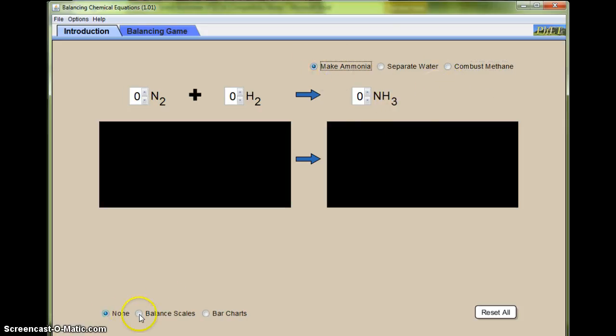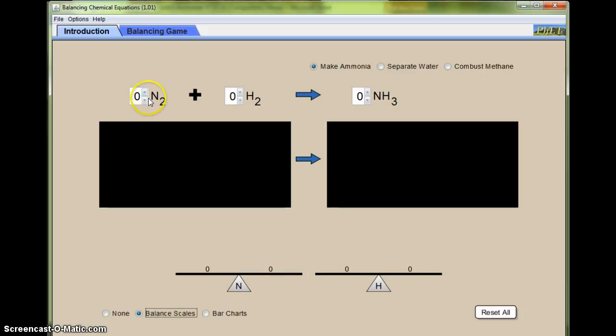Okay, another thing you'll want to click is the balance scales down here. You can actually either choose balance scales or bar charts. I like the balance scales, so I'll put the balance scales on. So you can see whether each individual atom is balanced. These are balance scales, right?